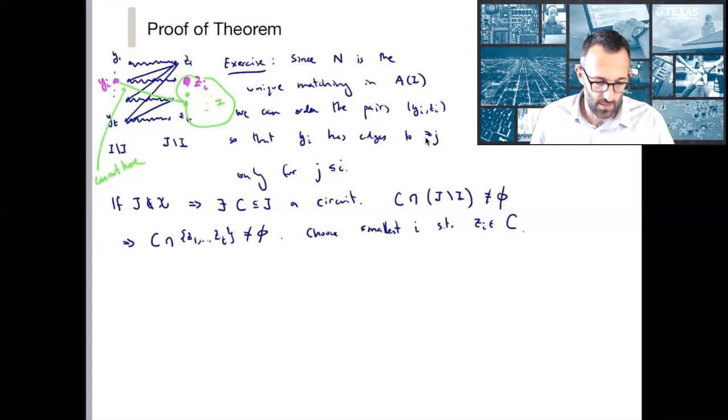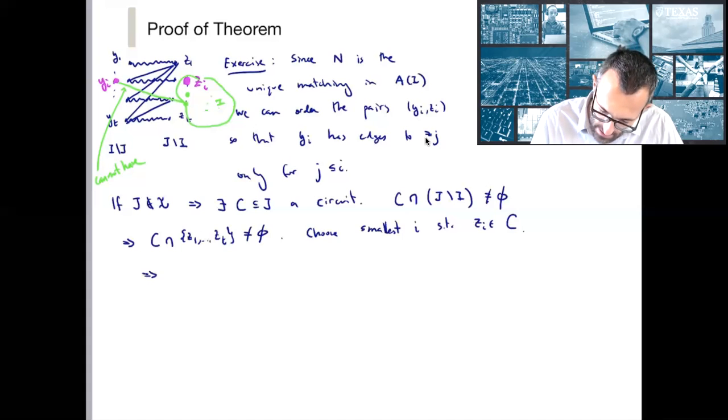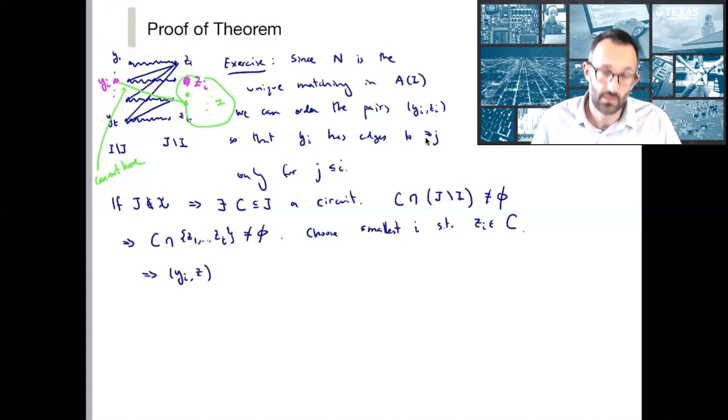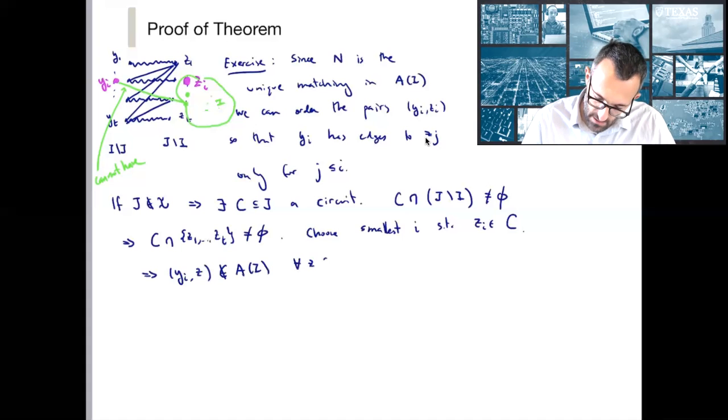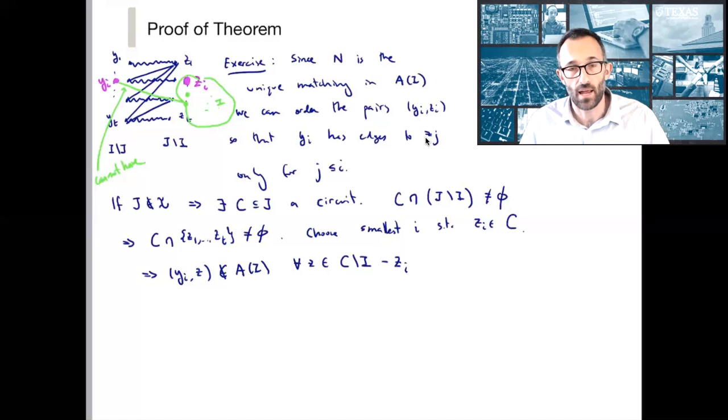Let me write that down. Just in our notation, this means that the edge from yi to z does not exist in our bipartite graph for any z that's in the circuit and part of these elements in J, not I. So in other words, for any z that's in the circuit but not in I, and not equal to zi, yi does not have an edge pointing to that. Obviously, yi has an edge to zi. That's the edge in the matching.